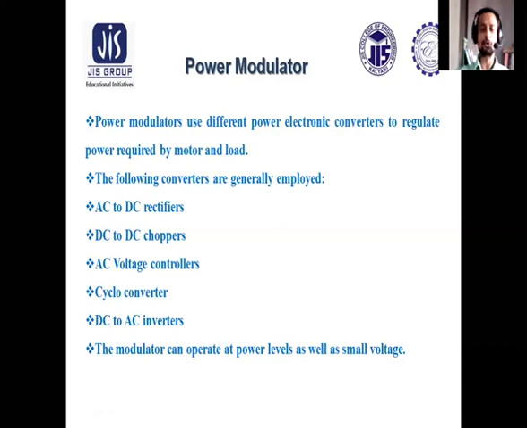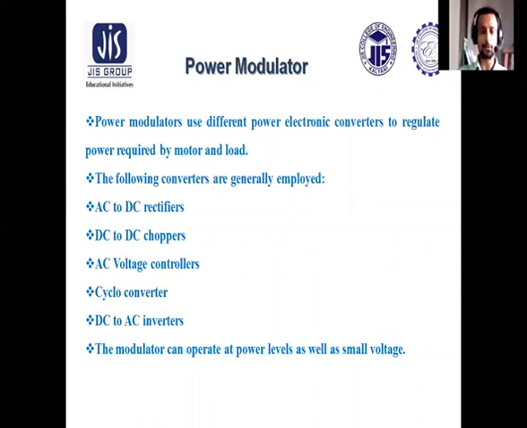AC voltage controllers could also be used, in which a fixed AC voltage could be converted to a regulated AC voltage. The back-to-back connection of thyristors for AC voltage controllers is very popular. Cycloconverters could be used. By means of a cycloconverter, you could control the speed by controlling the frequency of the supply voltage. A cycloconverter could be a step-up cycloconverter or a step-down cycloconverter.